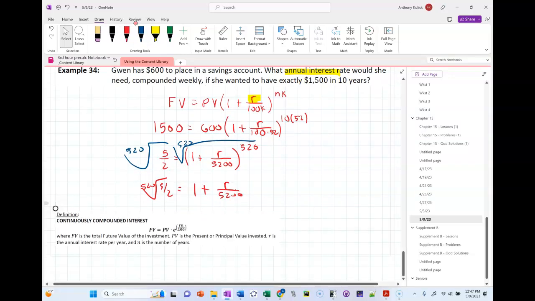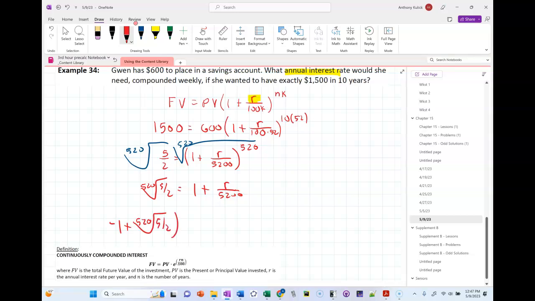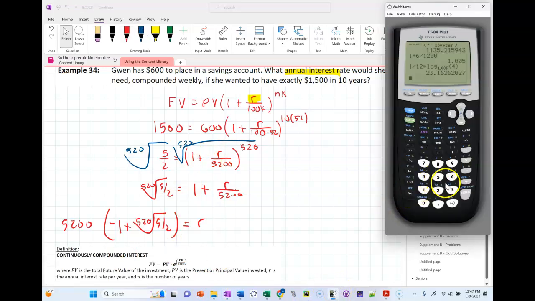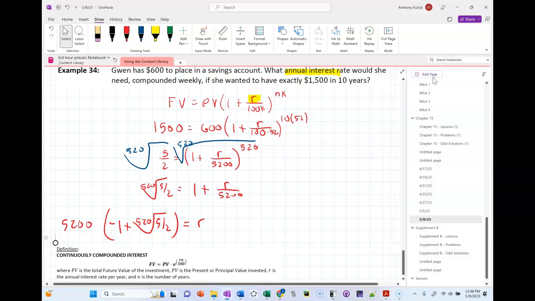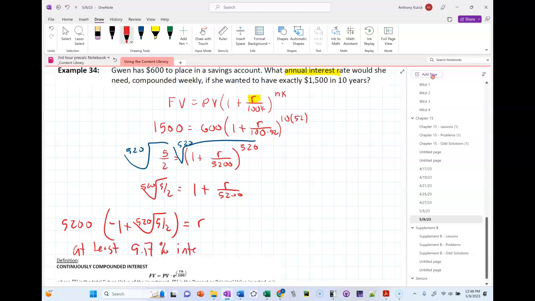Then we're just going to subtract the 1. And then multiply through by 5,200. And that should be our value for R. Now remember, this is going to be an interest rate as a percentage. So let's type this in. 5,200 times the 520th root minus 1. To make that a root, I press math and choose option 5. So that made the 520 root. You see how it made it up there in the index for me? That's how I have to do that. Now I get 9.17. So we need at least 9.17% interest.